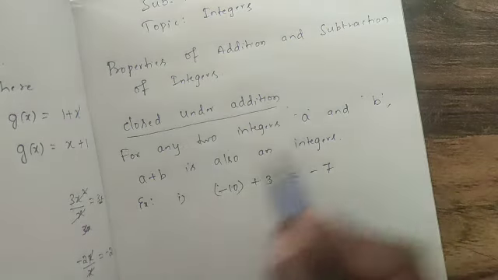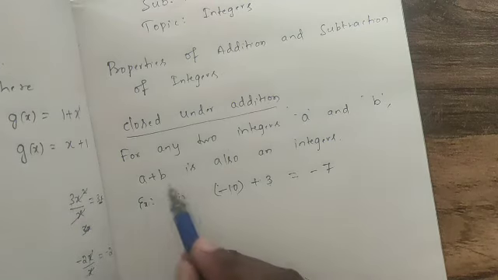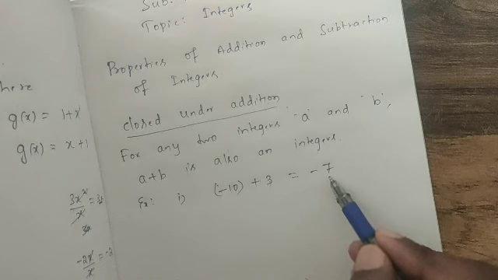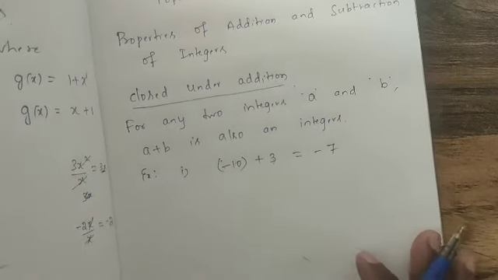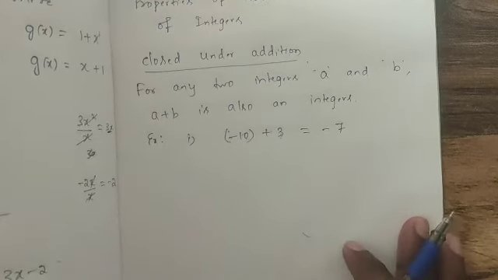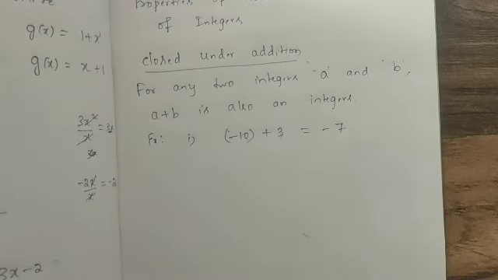Therefore, for any two integers a and b, if you add, a plus b, the answer will be minus 7 here, which is also an integer. This is about closed under addition. What do you mean by closed under addition? You take any two integers in the integer number system, you add them, and the result is also an integer. This is true for all the integers.